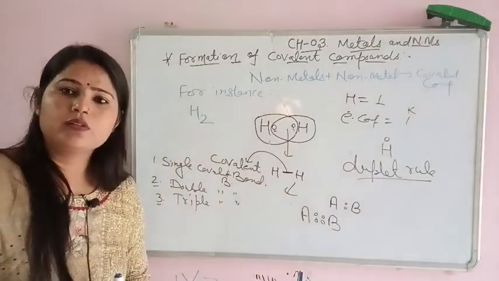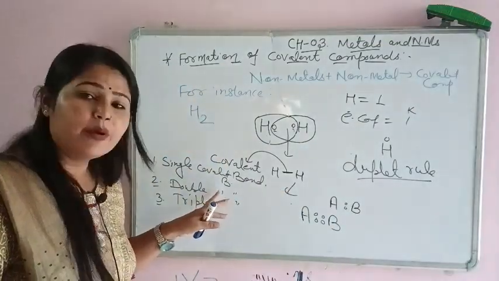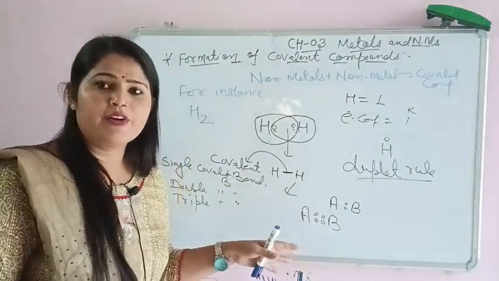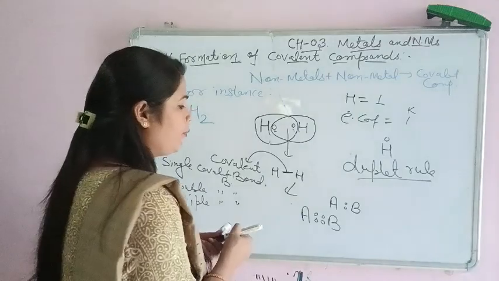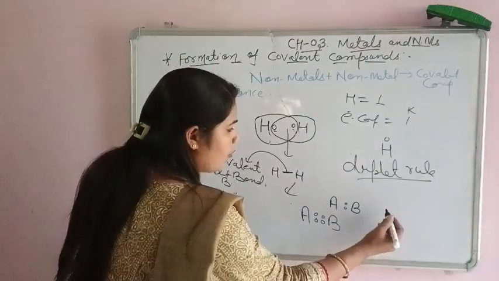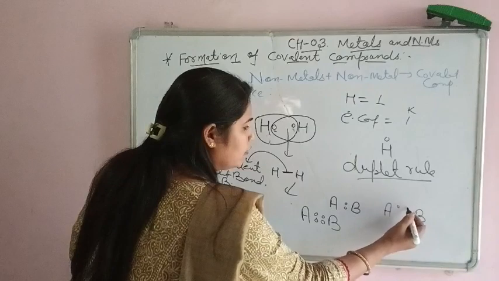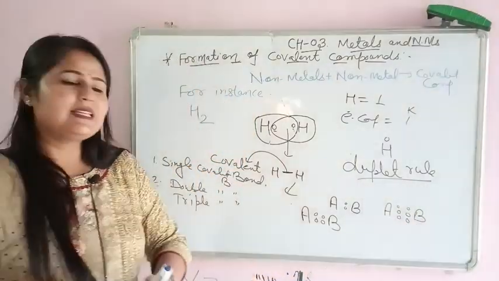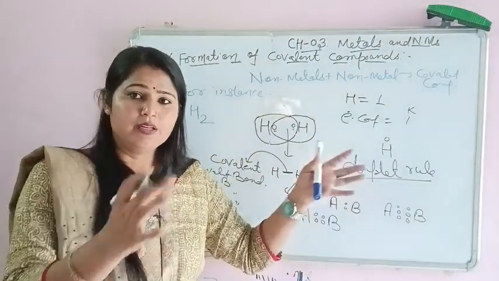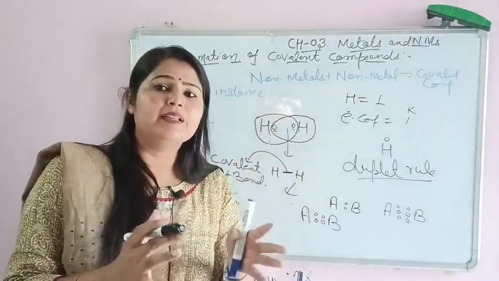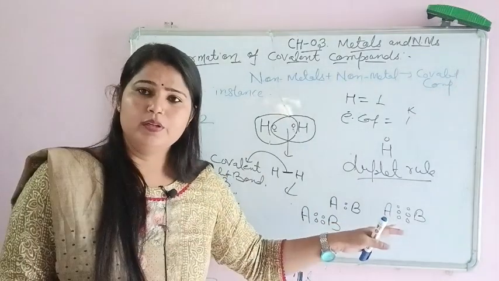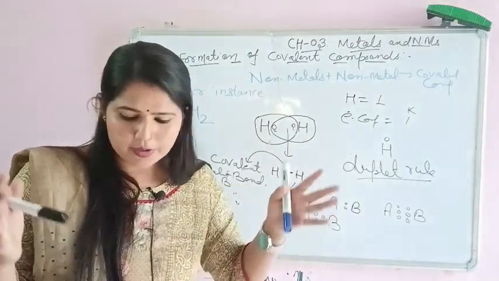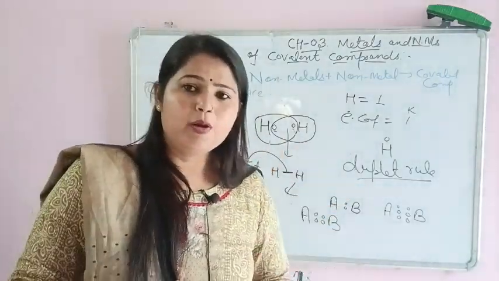So this double covalent bond is formed by the sharing of four electrons. Clear? And a triple bond is formed when six electrons are present between the A and B elements. So these are the types of covalent bond: single covalent bond, double covalent bond and triple covalent bond.